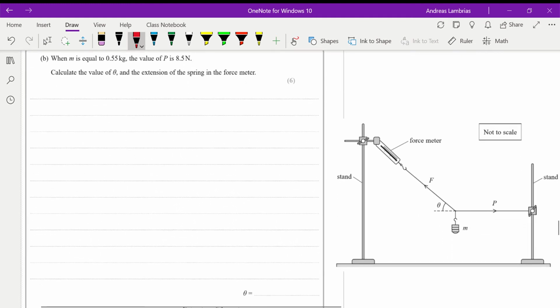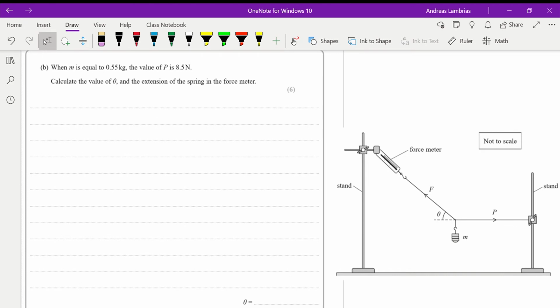Now for the next part of the question, I have copied the image there just to make it easier. It is saying that the mass I'm putting on the hook is 0.55 kilograms, and the value of force P is 8.5 newtons. Calculate the value of theta and the extension of the spring in the force meter. Now this is a question about static equilibrium.